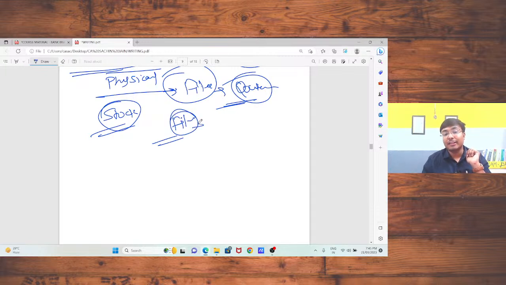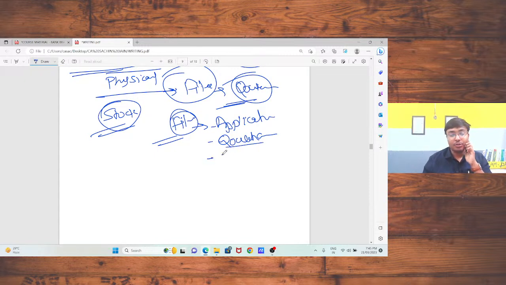When you check the file, you should check whether the application is signed or not. You should check the quotation. You should check the profile of that borrower. These things must be carefully examined.